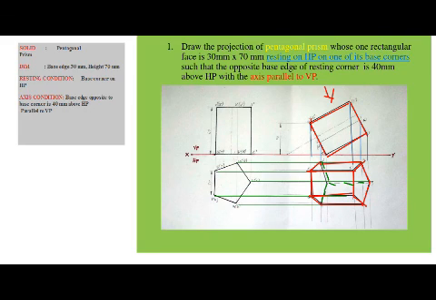Before going to the next problem, make sure that you have drawn correctly or not. It's a pentagonal prism. So we have drawn the pentagonal prism. The base edge is 30 mm, height 70 mm. So base corner on HP, and opposite edge is lifted to 40 mm. So this is the solution for the given problem.